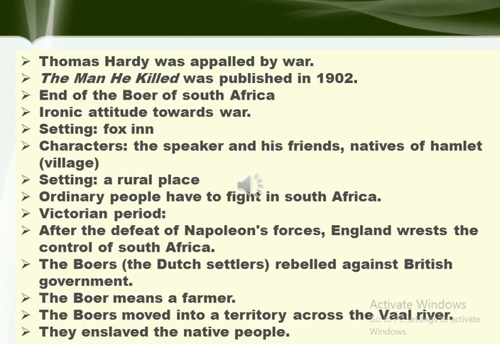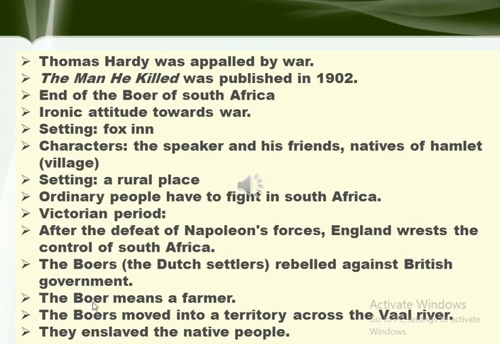As you may remember, we have discussed many historical events during the Romantic and Victorian periods in England. You know that after the defeat of Napoleon's forces in the 19th century, England wrested control of South Africa. So the Boers, the Dutch settlers in South Africa, rebelled against the British governors and their rule.